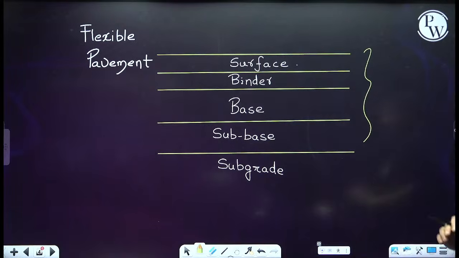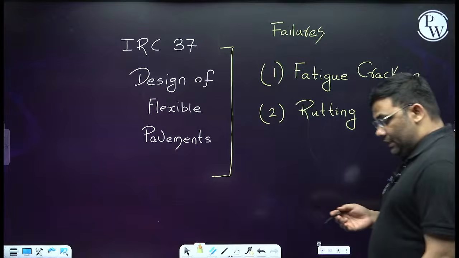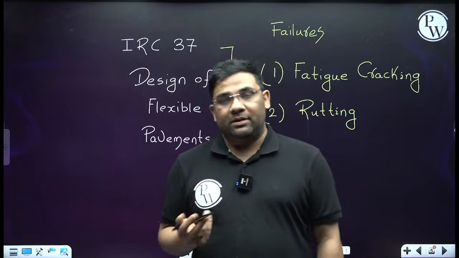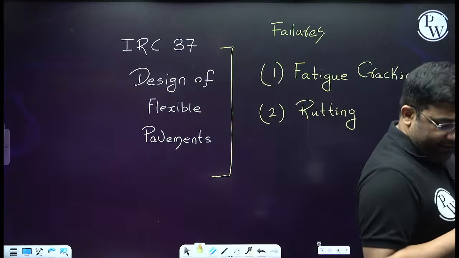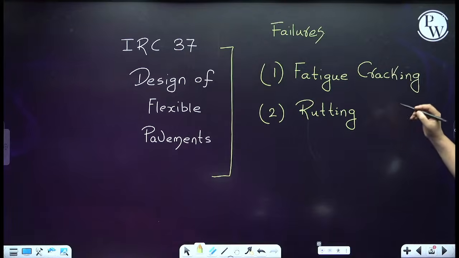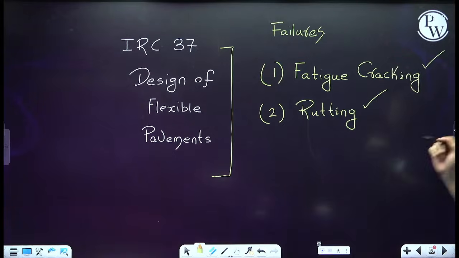Bituminous mixes. So when we are designing this flexible pavement, we are designing as per your IRC 37. This is the code for design of flexible pavements. And when we are designing, the design criteria will consider some failures. Although there are many types of failures occurring in a flexible pavement, we are dealing with two major failures. One is the fatigue cracking and the other one is rutting.